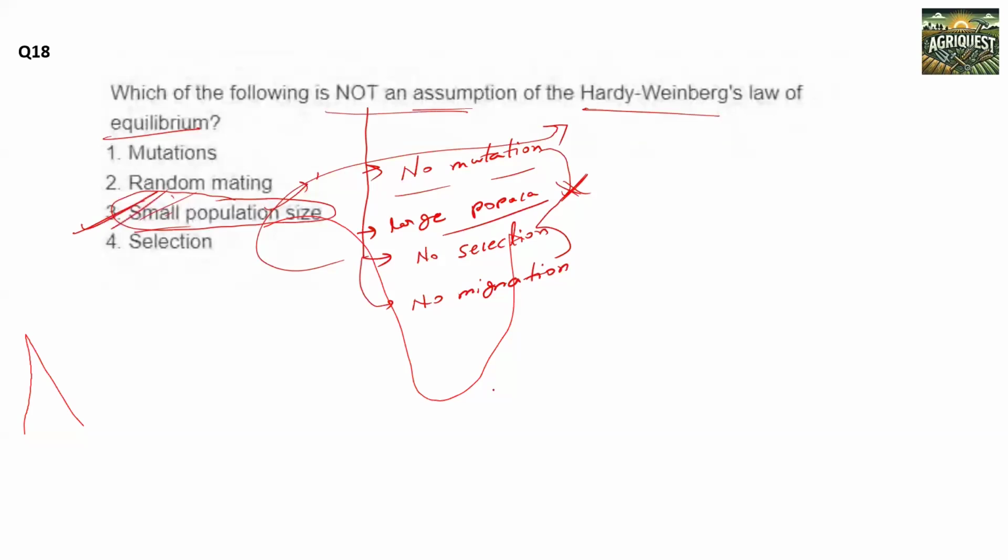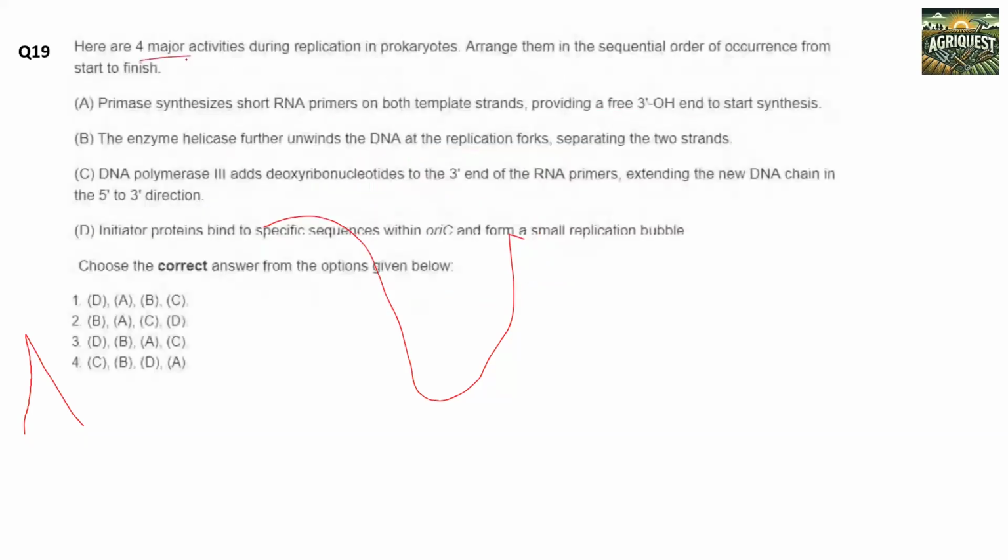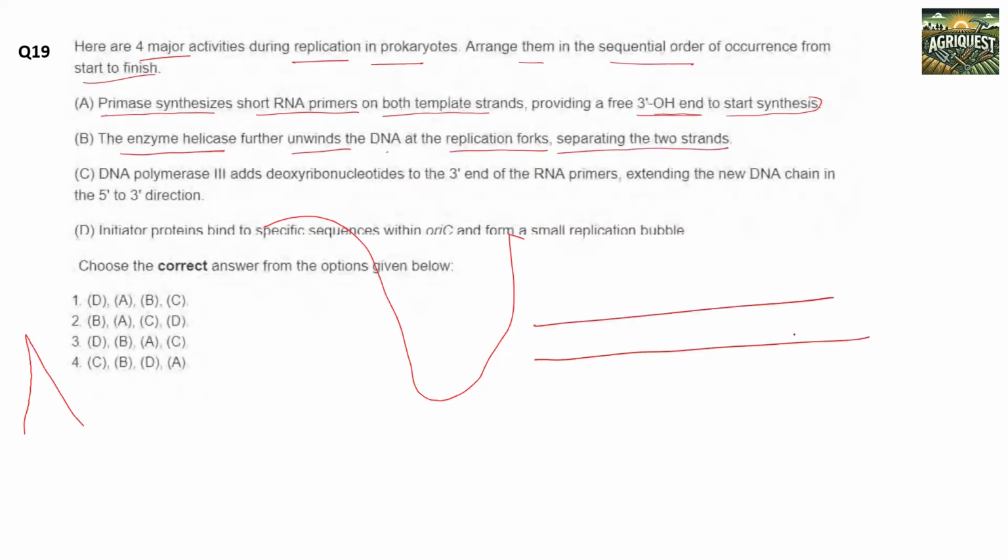90 number question. The four major activities during replication in prokaryotes, arrange them in the sequential order of occurrence from start to finish. Primase synthesizes short RNA primers on the template strand and provides the 3' end to start synthesis. The enzyme helicase unwinds the DNA and separates the two strands. I already told that at the origin region, the initiator protein binds to a specific sequence.